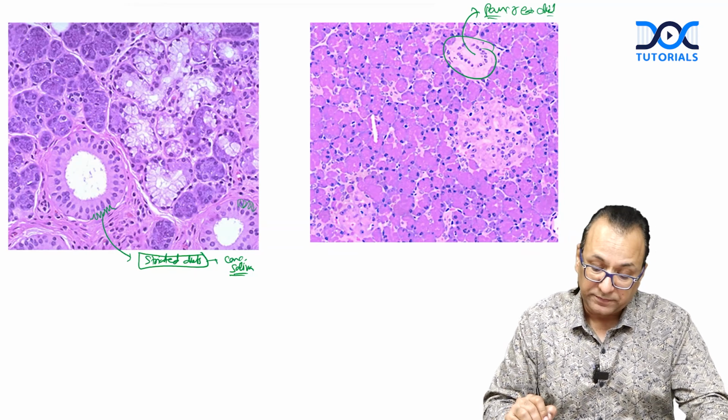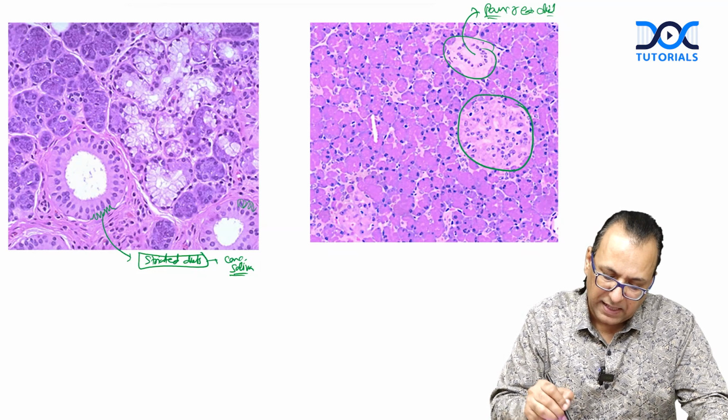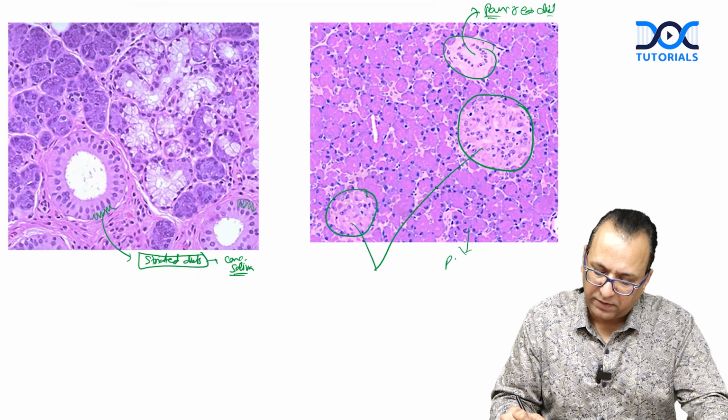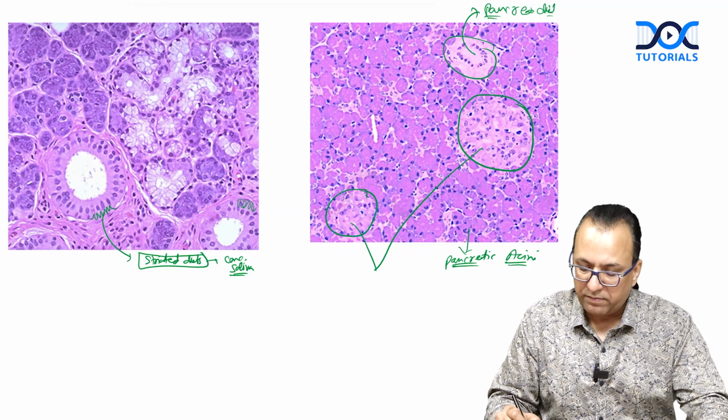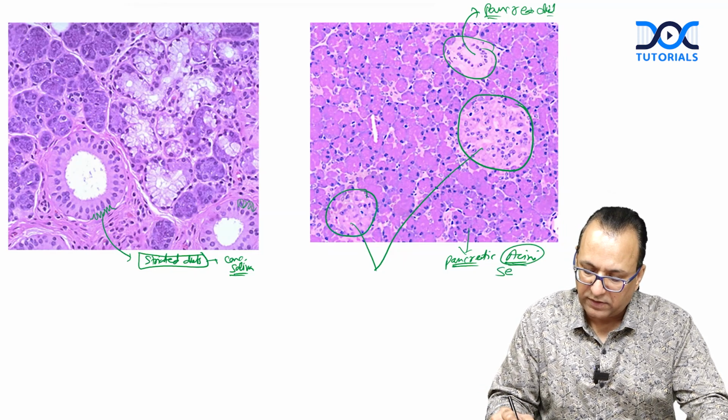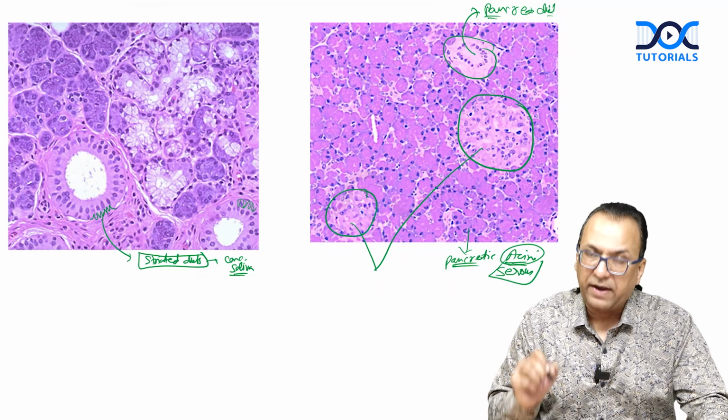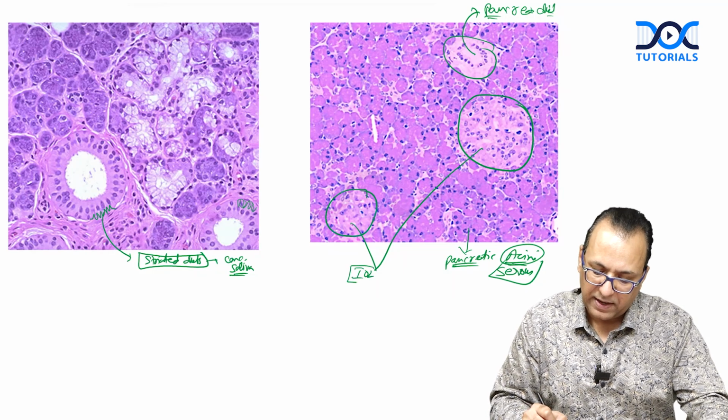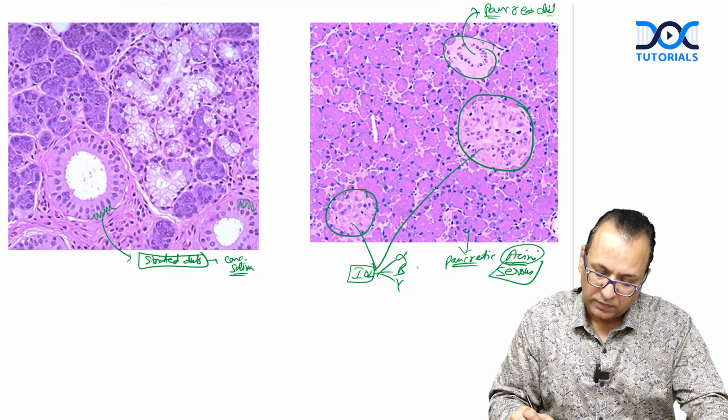But the other thing is, can you see something else in the pancreas? In the pancreas, not only do you have these pancreatic acini, which you may be confusing with the parotid salivary gland, because the parotid salivary gland will also have the same serous acini, but in the pancreas you have islets of Langerhans with the alpha, beta, delta cells. Beta cells give insulin, or glucagon is given. So these are islets of Langerhans.